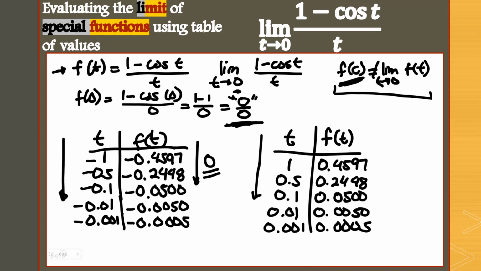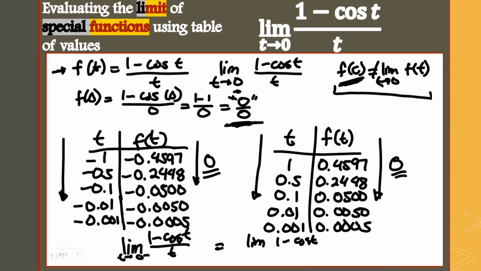As t approaches 0 from the left, f of t is approaching 0. So the limit of 1 minus cosine t over t as t approaches 0 from the left is equal to the limit of 1 minus cosine t over t as t approaches 0 from the right, which is equal to 0. In short, this is the value of this expression. As you can see, it's not 0 over 0, but just 0 itself. This is an indeterminate form, while this is actually an exact, constant value.